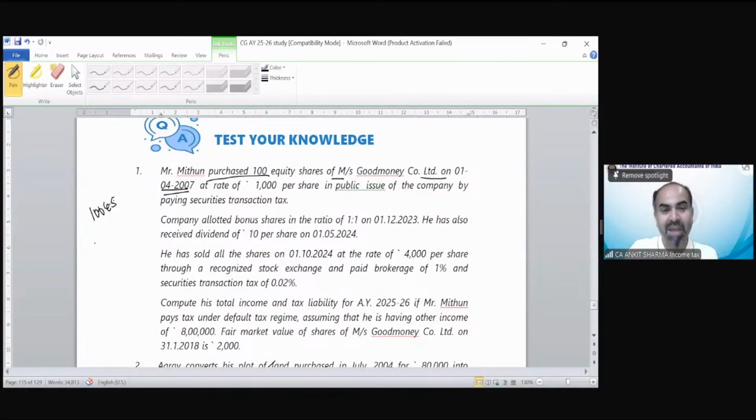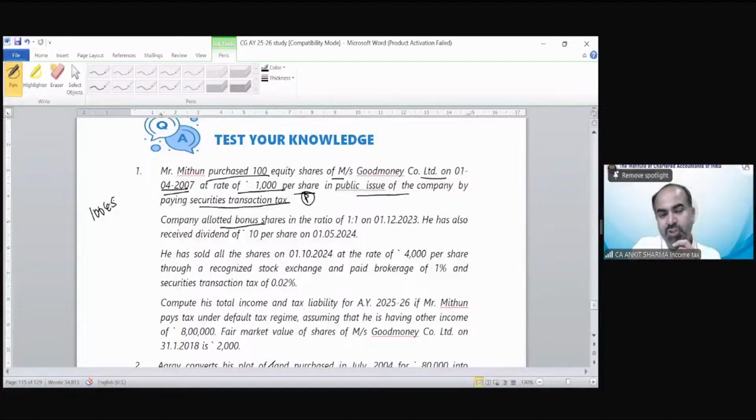Because you have a buyback amendment in the mid of the year, till 30th September the provisions are different, and after that it changed. And the 23rd of July, you must know. So the provisions are very, very different before that date and after that date. So to solve a question of capital gain, you have to see very carefully what is the date of transfer also. The purchase date is 1st April 2007. The purchase value is 1,000 rupees per share in public issue of the company by paying the security transaction tax. So we have paid security transaction tax at the time of purchase.